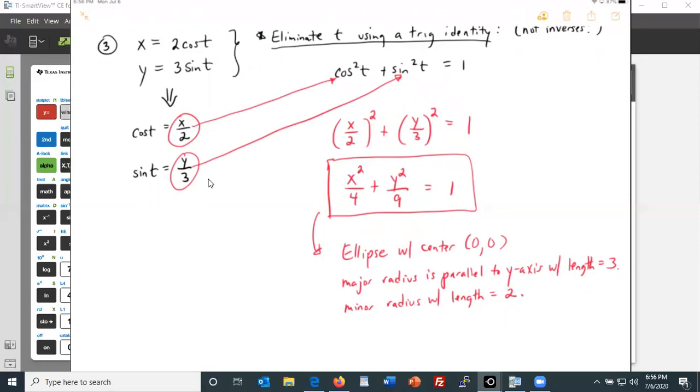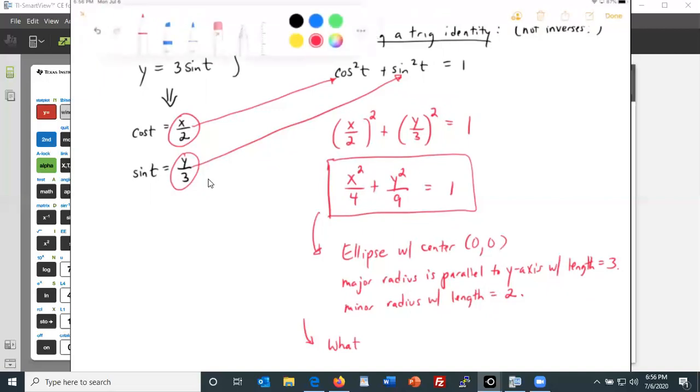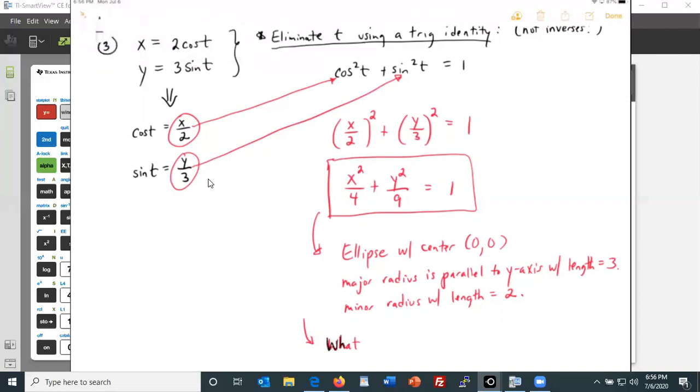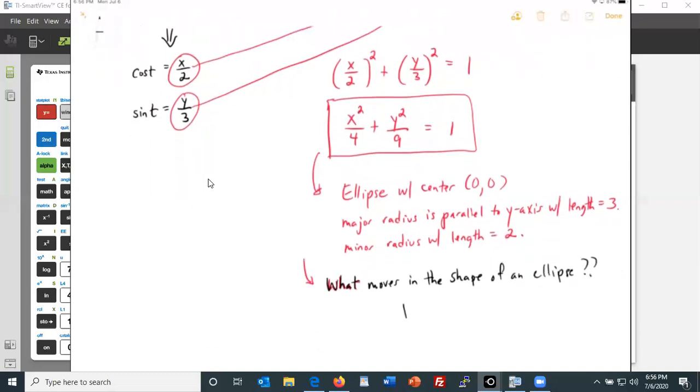It's the motion of some object that's tracing out an ellipse. Can you think of anything that actually does that? What do we know that actually moves in the shape of an ellipse? Let me go back to black here, because I know sometimes these colors are not as visible. So what moves in the shape of an ellipse? Can you think of anything? The planets.